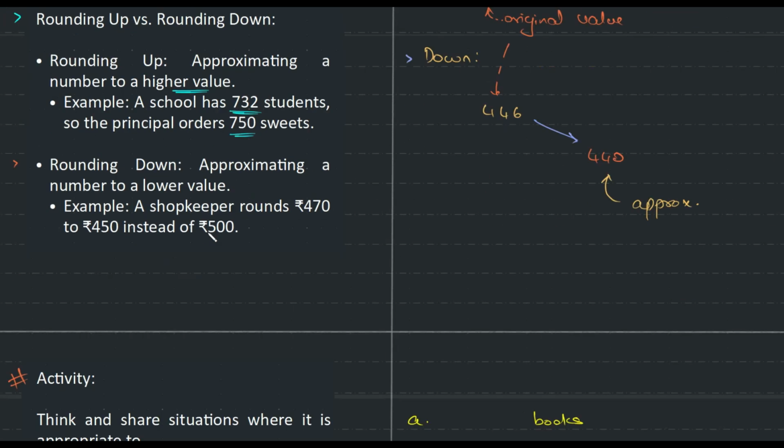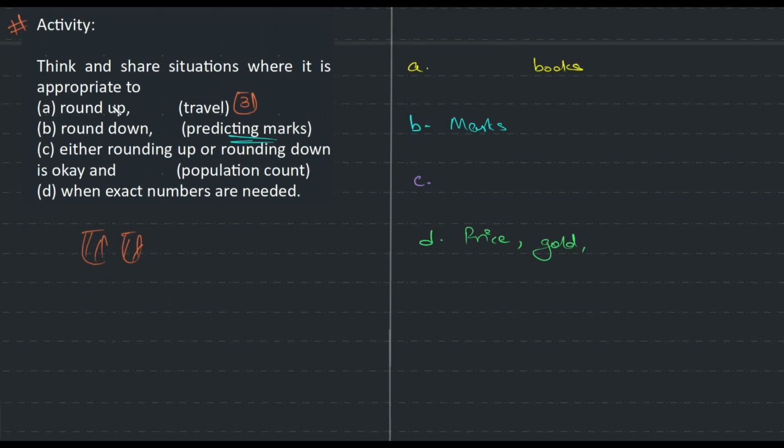When to use what? We have a few examples over here. Rounding up when we're traveling. When you're talking about time, say I'll reach there in 40 minutes, it's better to tell a rounded up value rather than rounded down, because we might end up getting stuck in traffic. So when it comes to time, it's better to round it up. It's better to round down when you're talking about marks. Either rounding up or rounding down will not matter when you're talking about population. Exact numbers deal with price, buying things, and so on.